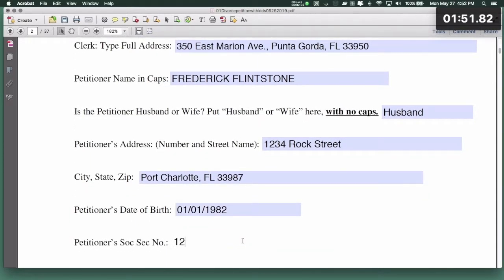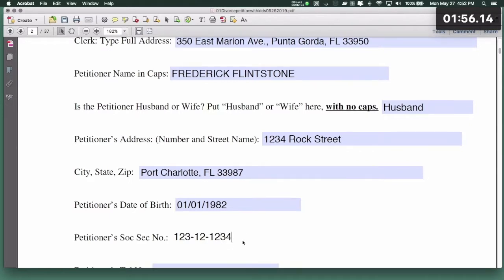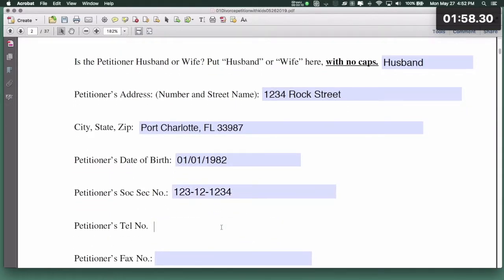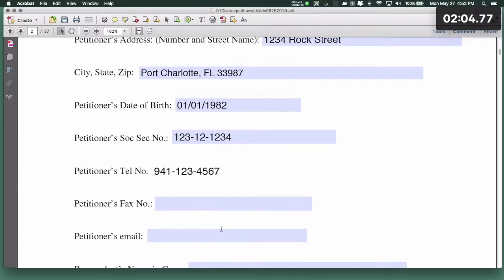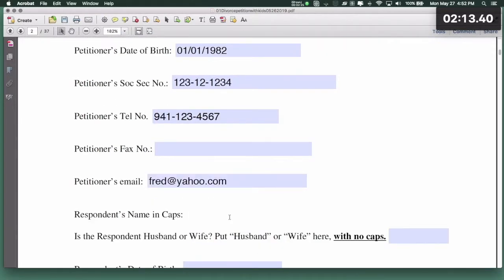Social Security number, or make one up. You would put yours here, of course. Telephone number, 941, area code 1234567. Of course, that's made up. Let's put his email in here, fred@yahoo.com. Let's see, respondent. Well, we know who the respondent's name is.